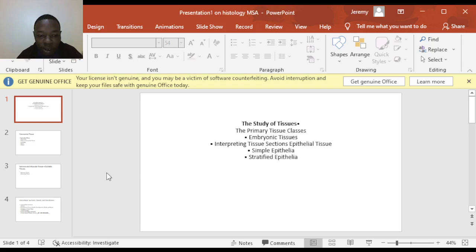So what you are seeing there, and I hope Pamela Ogola, can you read for us what you are able to see? Okay, I'm reading. The study of tissues. Okay. So thank you. That is confirmation that we are able to see what is displayed. So don't complain that I haven't displayed. That is what we're going to have, right?